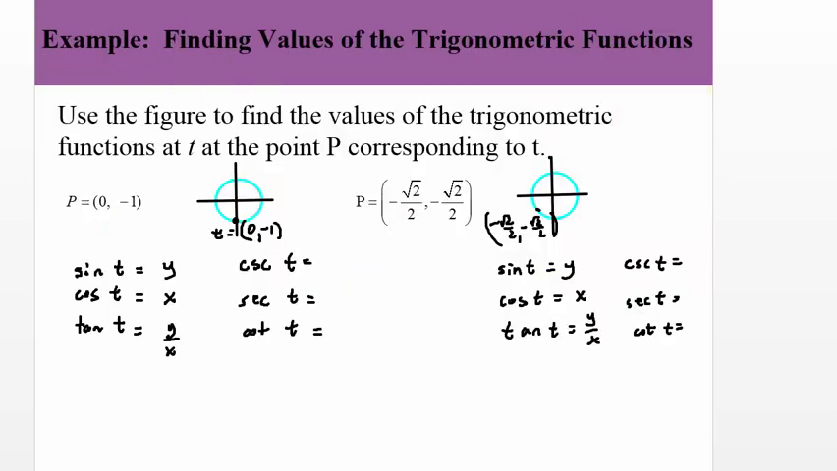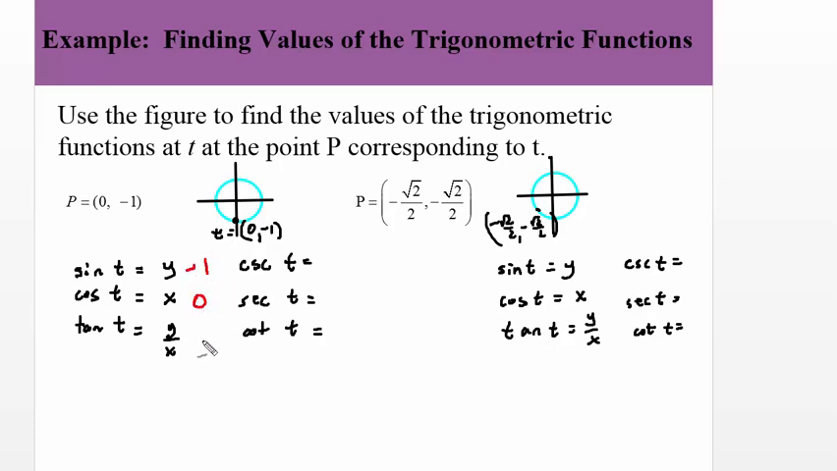All right, so we'll do a few more examples here. As we indicated, it says use the figure to find the values of the trigonometric functions at t at the point P corresponding to t. So I threw a few more examples in here. I gave you the point (0, -1) for t here. So the sine, again, would be the y value. In this case, y would be negative 1.